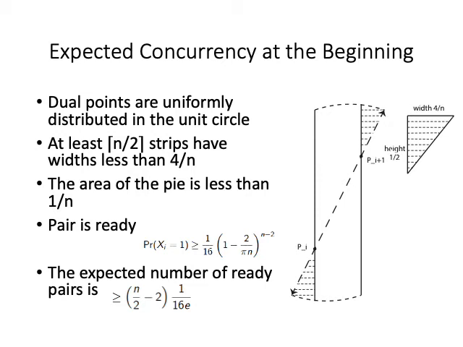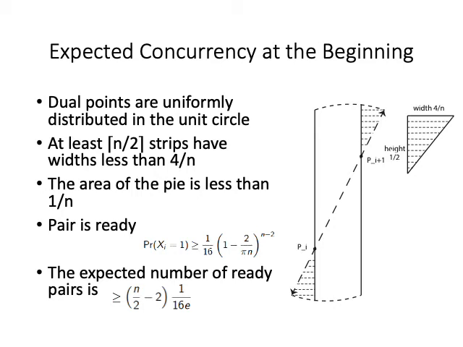When two points pi and pi plus 1 form a ready pair, then the upper hand of pi must point at pi plus 1, and the lower hand of pi plus 1 must point at pi. It means the shaded region above pi plus 1 and the shaded region below pi must be devoid of other points.